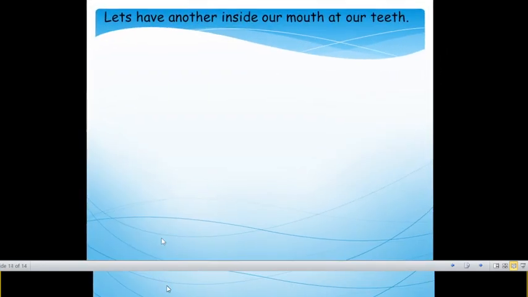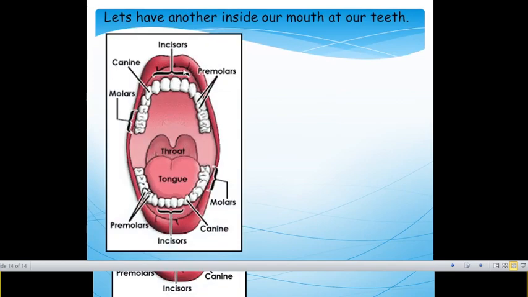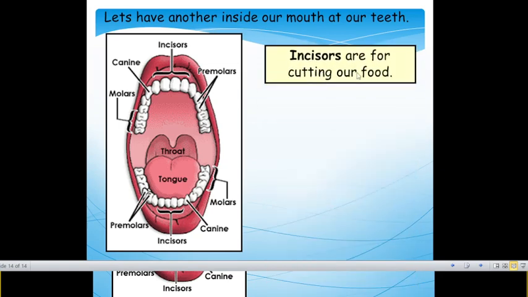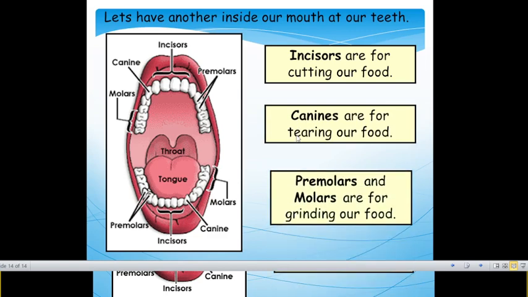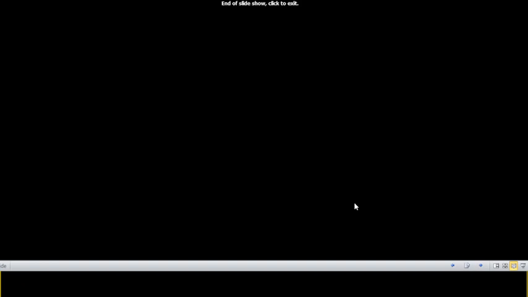Let us see the image that you had already seen. This is the 32 permanent teeth structure. You have incisors, canines, premolars, molars and all that. The incisors are for cutting the food. The canines are for tearing the food. The premolars and molars grind the food for digestion. Hoping that this has explained your concept, thank you.